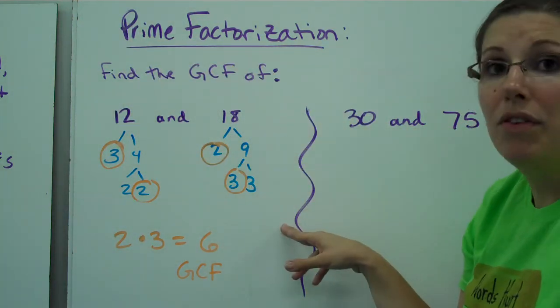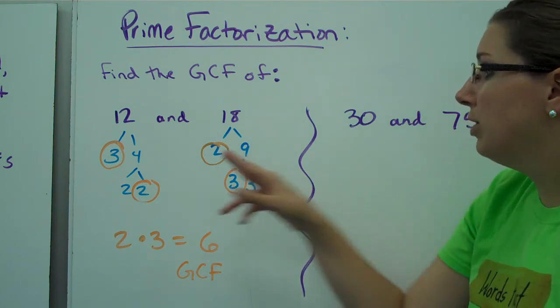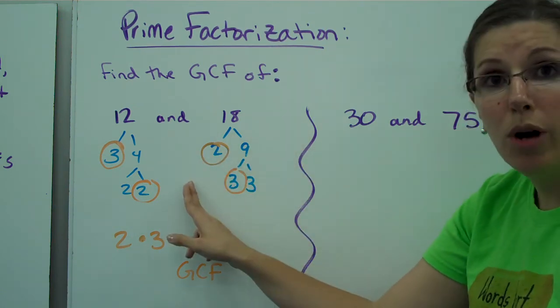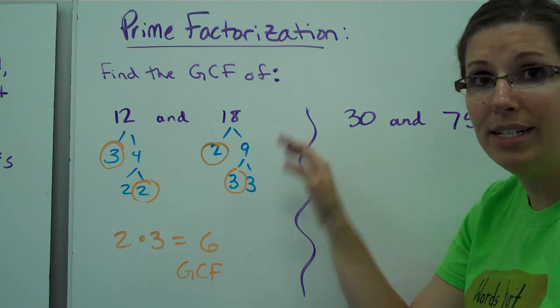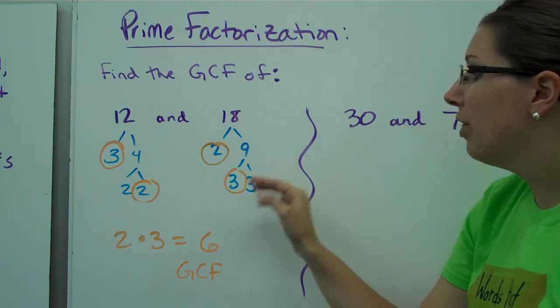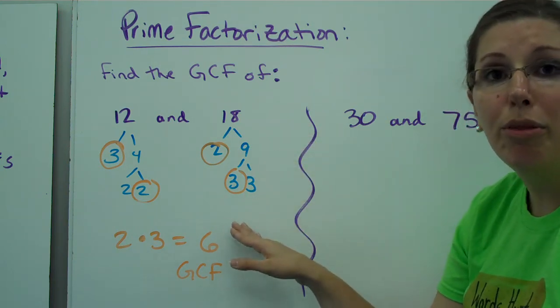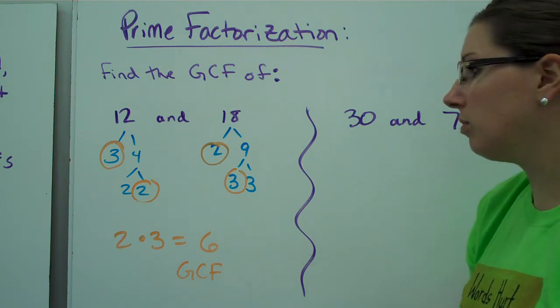Then I would do the same thing for the number 18. 2 times 9 is 18. 2 is prime, 9 is not, so I need to continue breaking that number down. 3 times 3 equals 9, and the number 3 is prime, so I'm done.